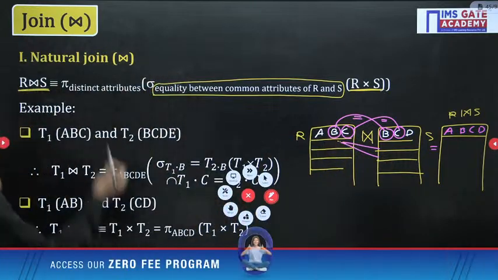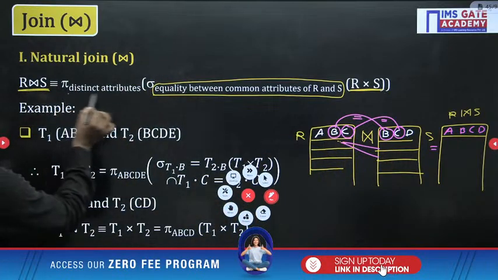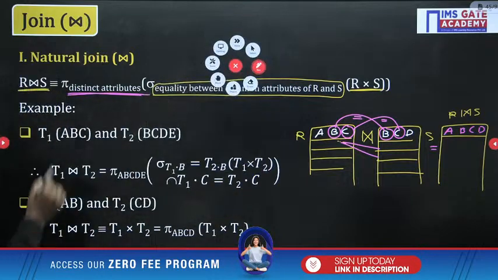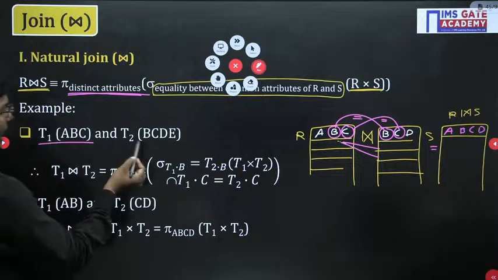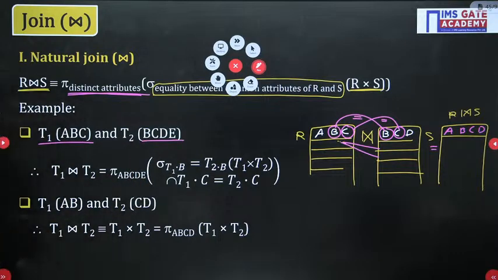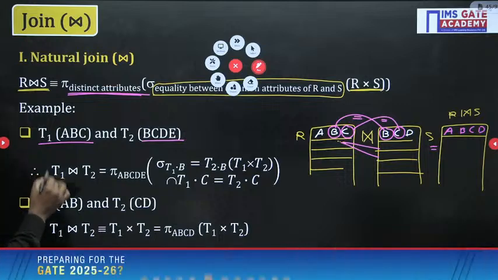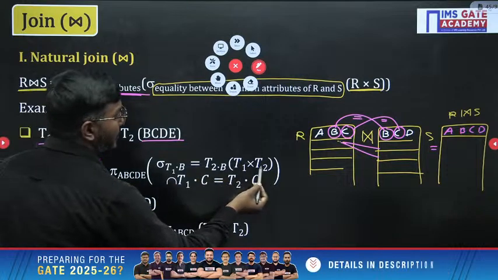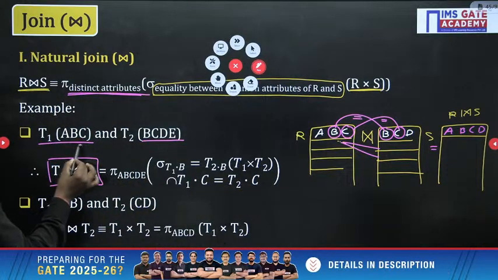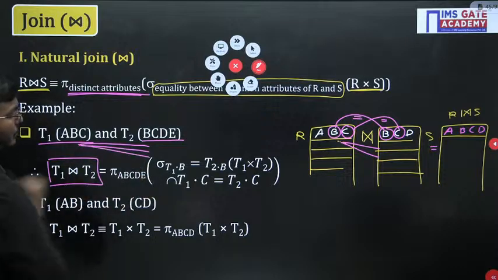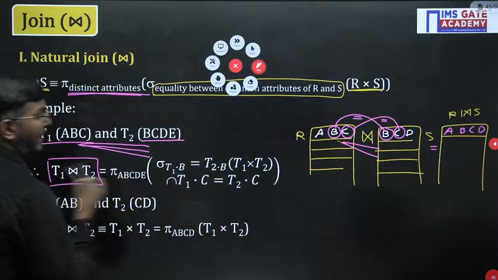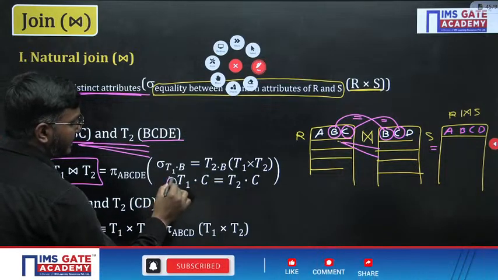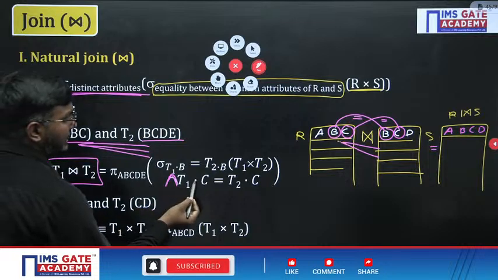Understood now? Fine, we have already seen this in the classroom. And then finally project the distinct attributes. Done? Very good. In the example, we have two tables: one is T1 with ABC, and T2 with BCDE. Now if I want to perform the natural join between T1 and T2, it will first perform the cross product, meaning every record of T1 is joined with every record of T2. Then after the cross product, apply the condition: T1 dot B equal to T2 dot B and T1 dot C equal to T2 dot C.